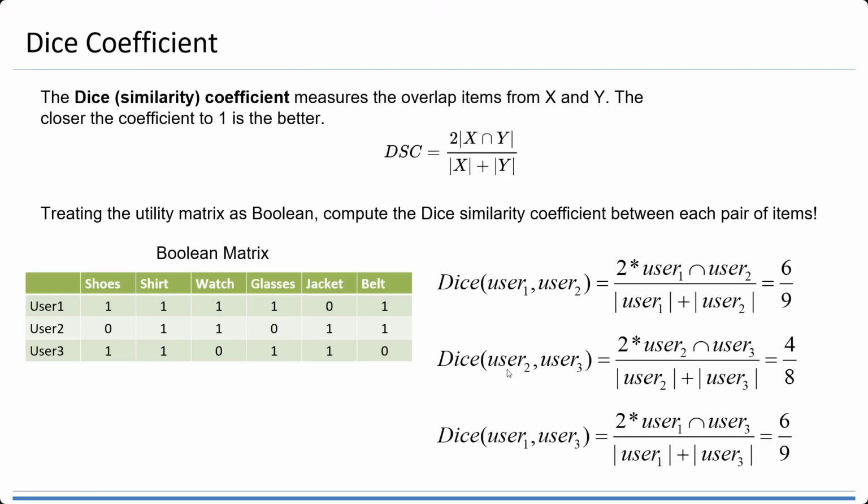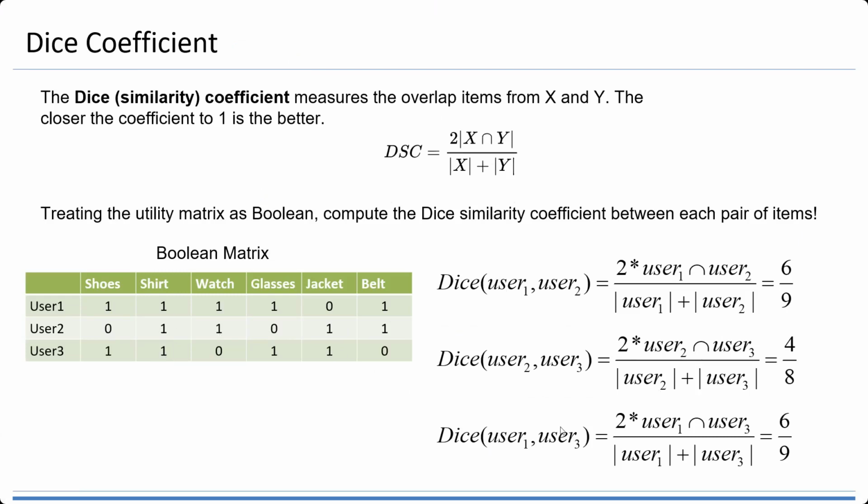What about the dice between user 2 and user 3? So user 2 and user 3, the intersect is this one and this one. So 2 multiplied by 2, the result is 4, divided by the number of items in user 2, 1, 2, 3, 4, and the number of items in user 3, 1, 2, 3, 4. So 4 plus 4, it is 8.